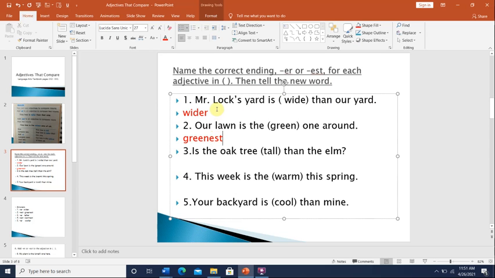Here it says Mr. Locke's yard and our yard. That's two, so we added er. Here, our lawn is the greenest one around. The lawn is compared to all the other lawns.